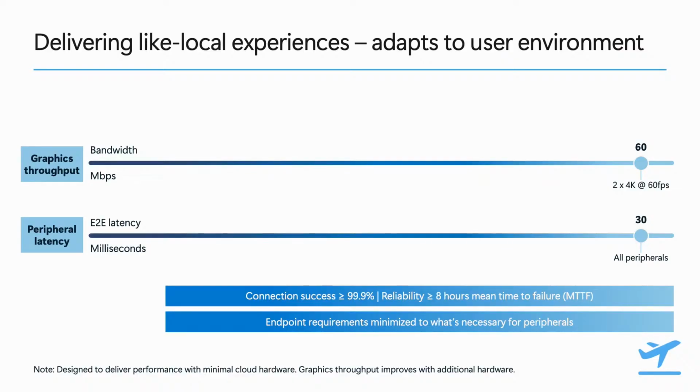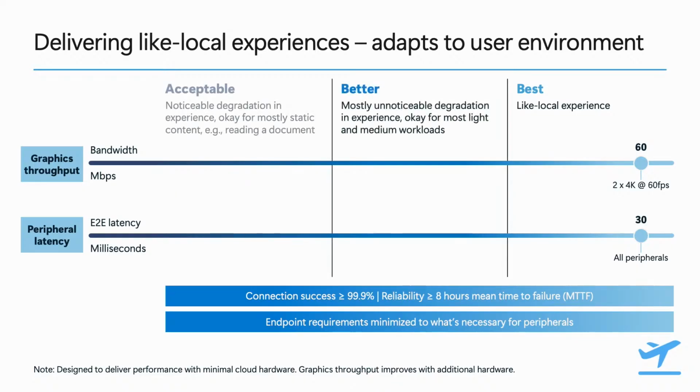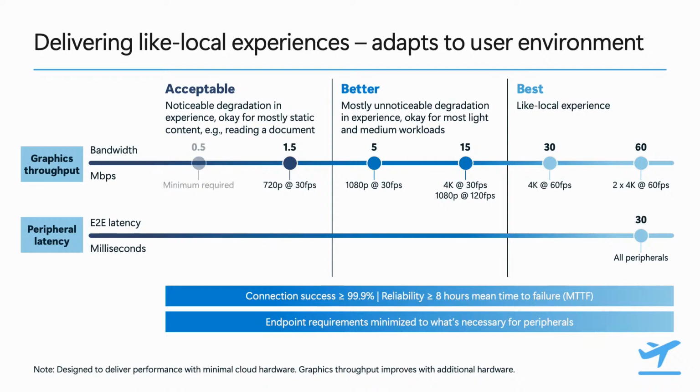Now, to be able to achieve that, we have to do some inventions that we talked about. So what we're trying to see is if the user has 30 millisecond latency or less, we are able to support all peripherals just like local. Now, of course, this is the best case scenario, which is like local. And the reality of life is the network performance goes up and down. We want to make sure that our software, our technology adapts to this and gracefully degrades to be able to deliver a performance and experience that is acceptable to the user.